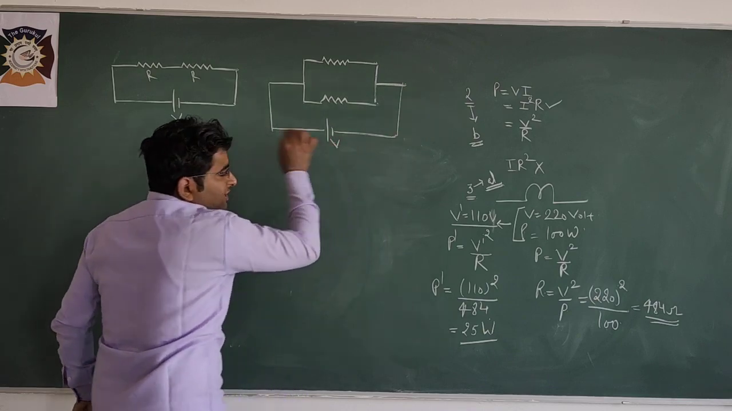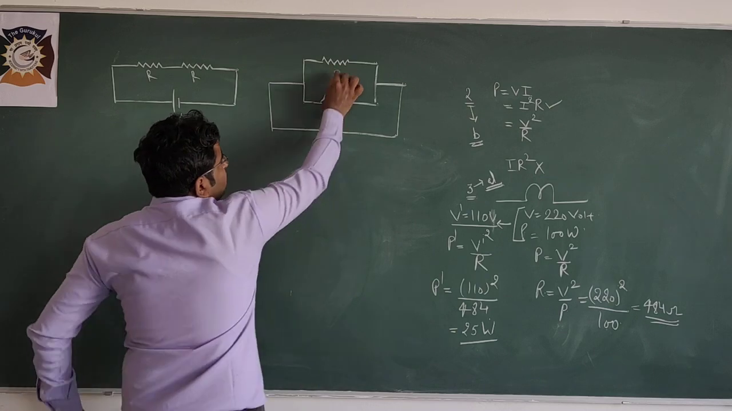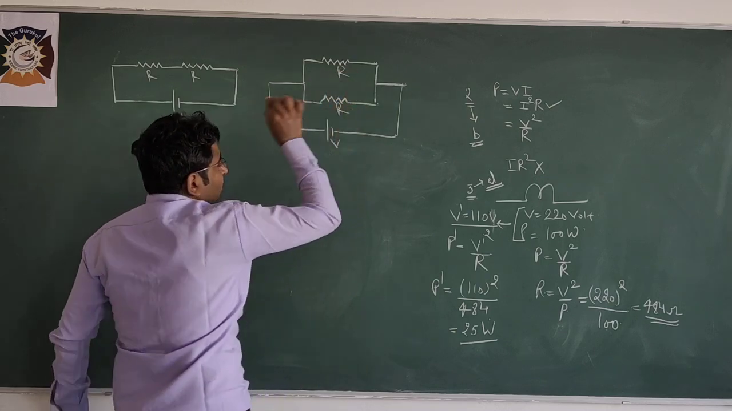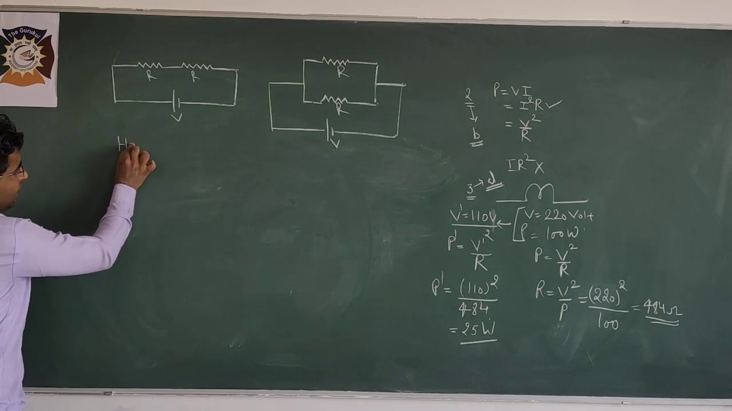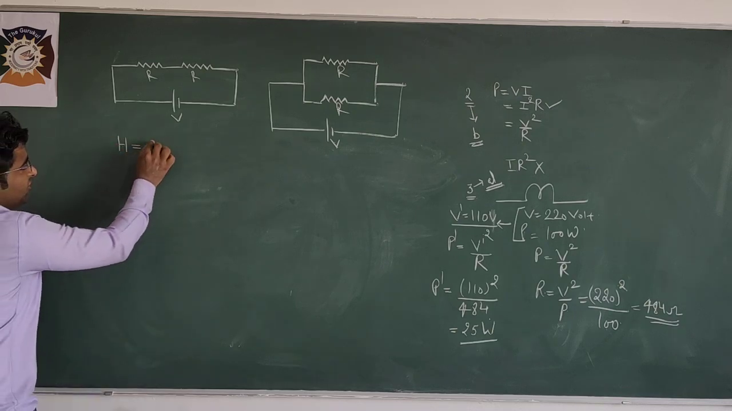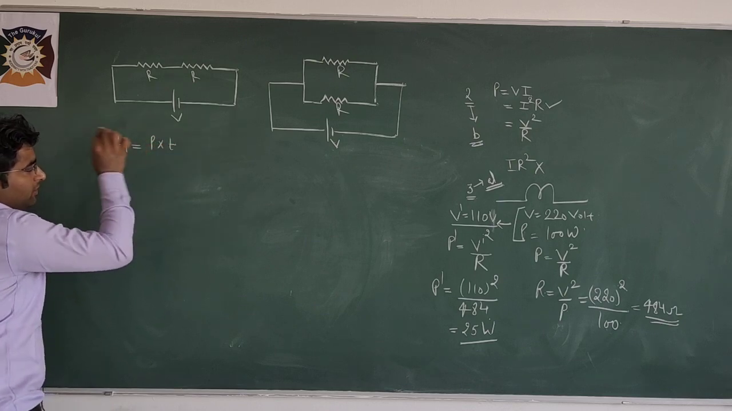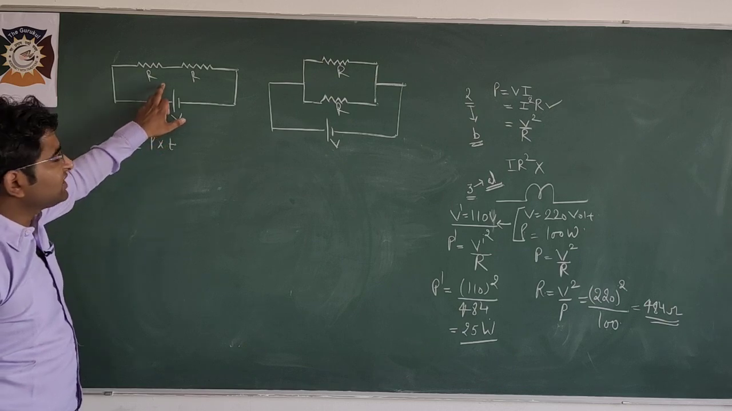And across the same source it is connected. Clear? Resistance R, resistance R. So students, in this, how do we calculate the heat energy? Heat energy is equal to P into T. So firstly we will calculate the power in this circuit.